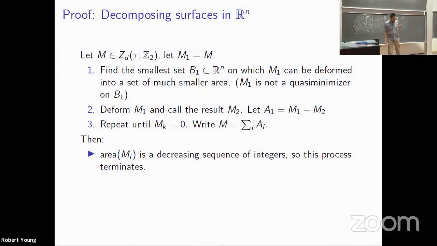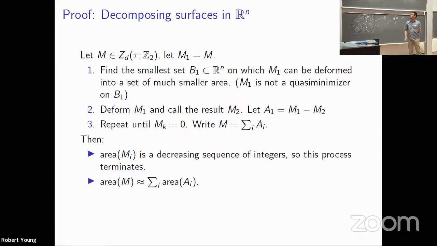First, because we started with a cellular surface, the area of the original step is an integer. And if we do this carefully, we can make sure that all the intermediate steps are integers too. So the areas form a decreasing sequence of integers. And so eventually, this process has to terminate.